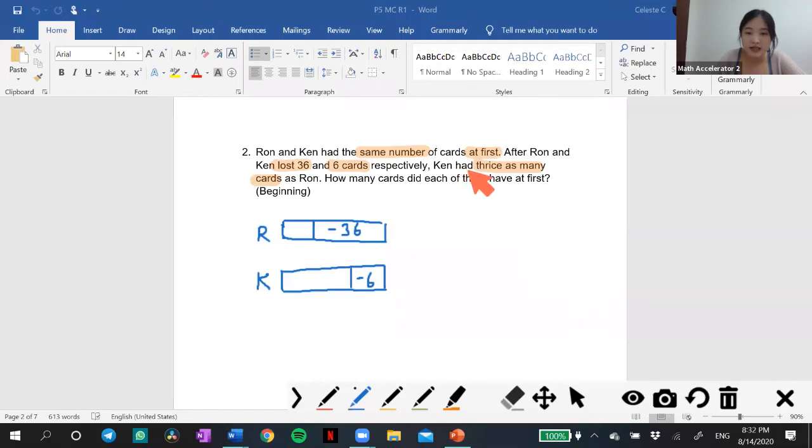And at the end, Ken had twice as many cards as Ron. So this means that Ken will have 3 units and Ron will have 1 unit. So the remainder here is 1 unit. As for Ken, bring down the 1 unit. And the remaining here should be 2 more units because total for Ken at the end is 3 units. Right, so can you see the difference here? These 2 units, what does it represent?